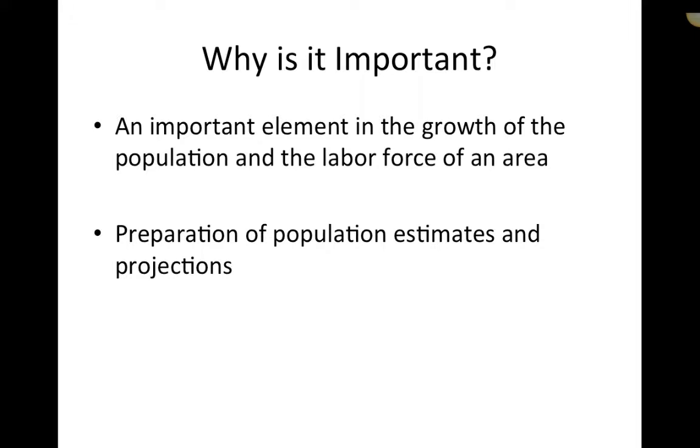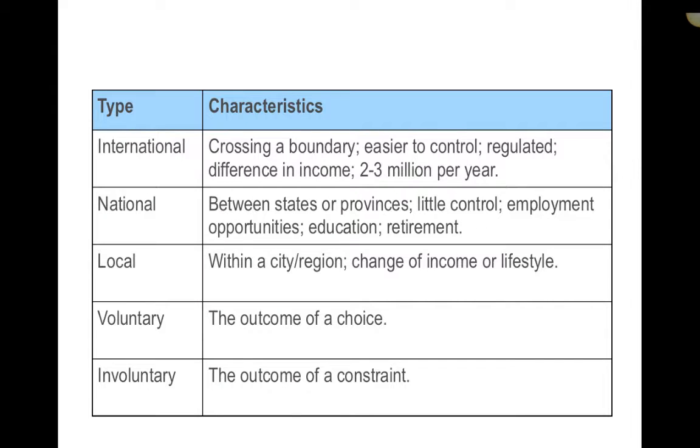Now, why is this important? Because it helps us look at population growth, definitely important for the labor force, and helpful for projections and population estimates. So different types of migration patterns. We do have voluntary and involuntary. So voluntary is basically because you want to move. Involuntary, it's because of forces out of your control.